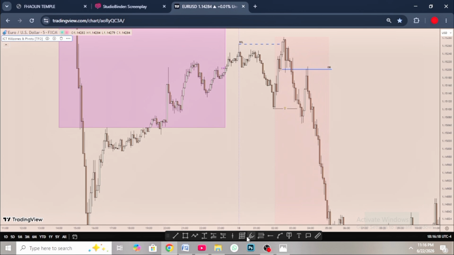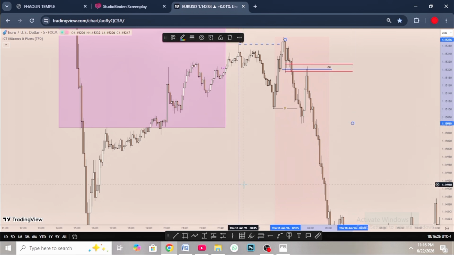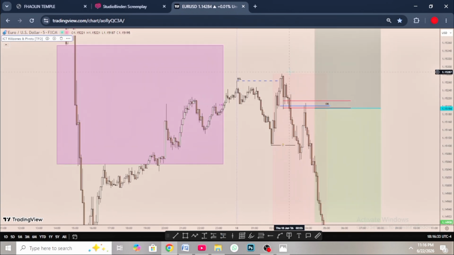Or if you trade the OTE like I do, right? You put out your OTE, that's your Fibonacci retracement, and you target it, and you can see that it gives you a slightly lower entry. So I usually go for the one that is lower.